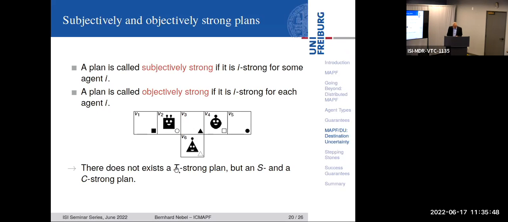So the problem with the triangle agent is, he doesn't know what the real destinations of the circular and the square agents are, right? They could be here or here. And it could be that they actually cannot reach the destination because they have to cross. So the triangle agent doesn't have any clue what he has to do. But once one of the other agents starts to act, then he's all good.